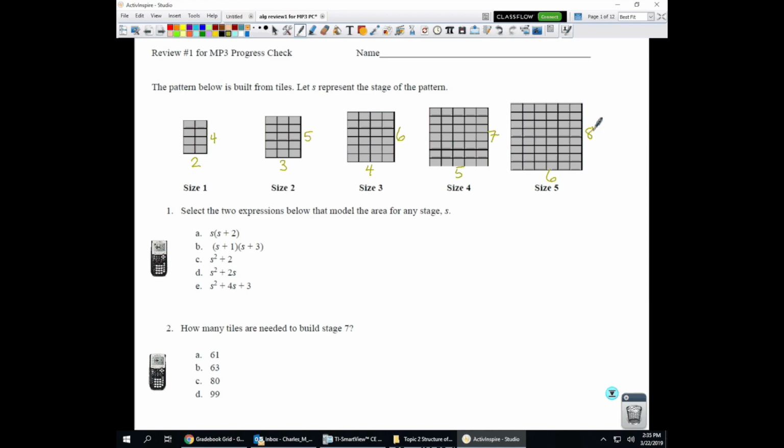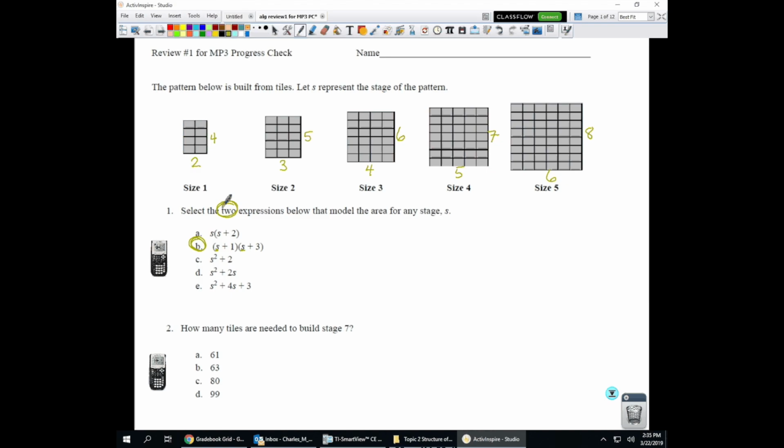So that gives me one way to write the formula. Then I can express length times width, express the area by saying that it's the size we're looking at plus 1, that's our width, and the size we're looking at plus 3, that's the height. I need one more expression. This does say select 2 expressions that will model the area.